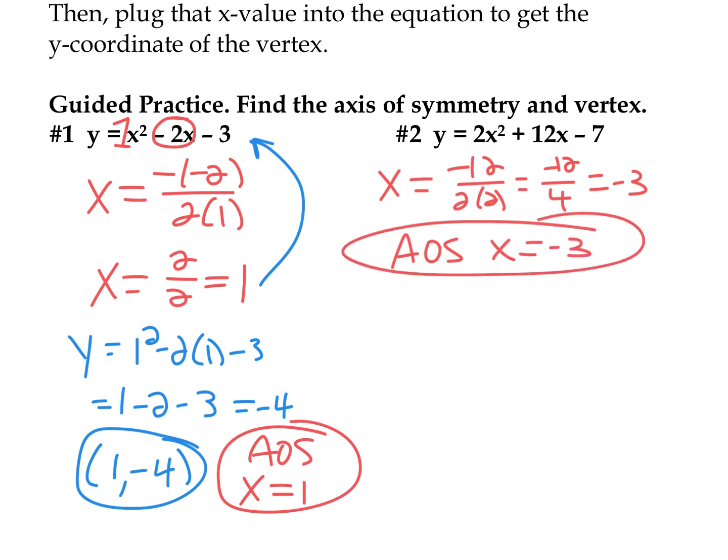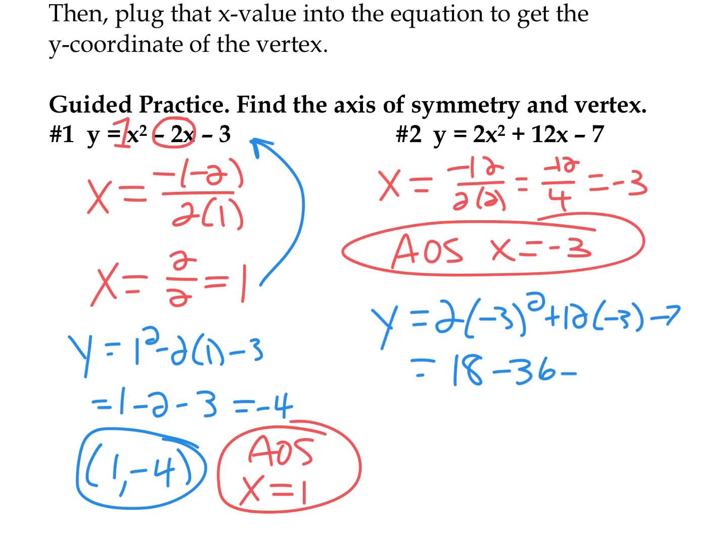Now to find the vertex, I'm going to take negative 3 and plug it into my equation. So I have 2 times negative 3 squared plus 12 times negative 3 minus 7. That's 2 times 9, which is 18, minus 36 minus 7. So it's negative 18 minus 7, which gives me negative 25. And so my vertex would be the point negative 3 comma negative 25.